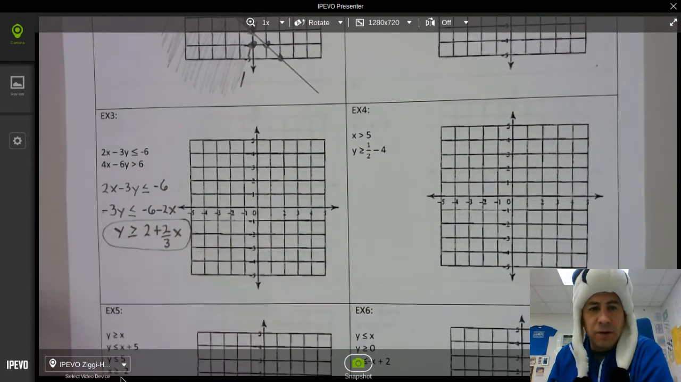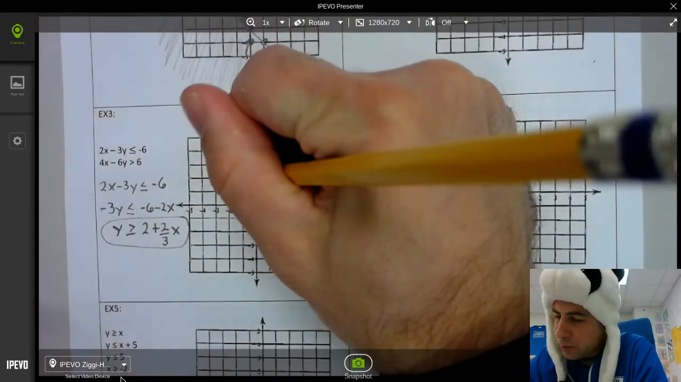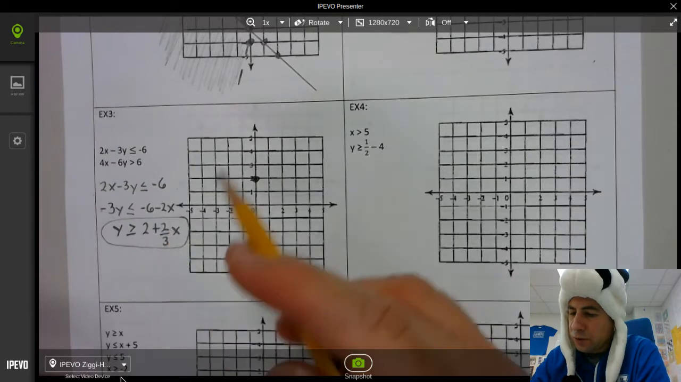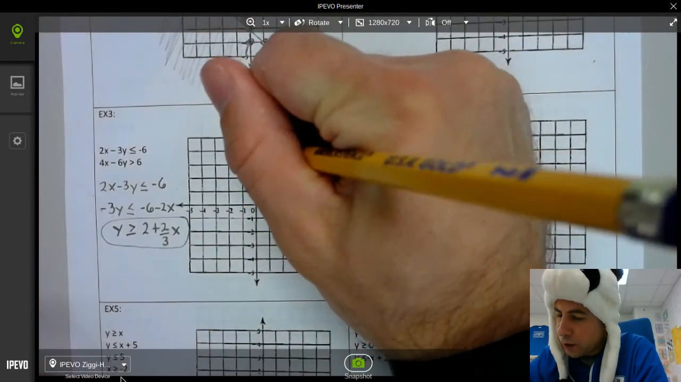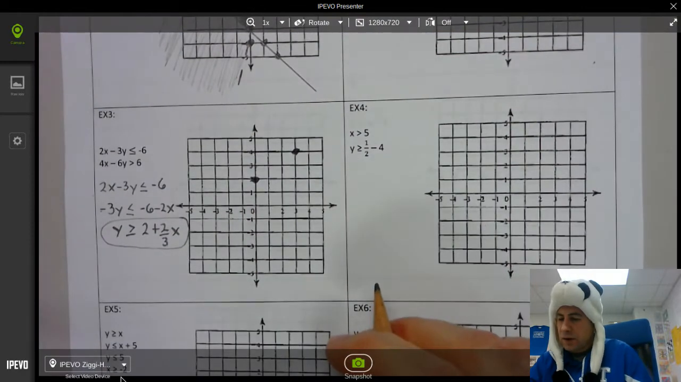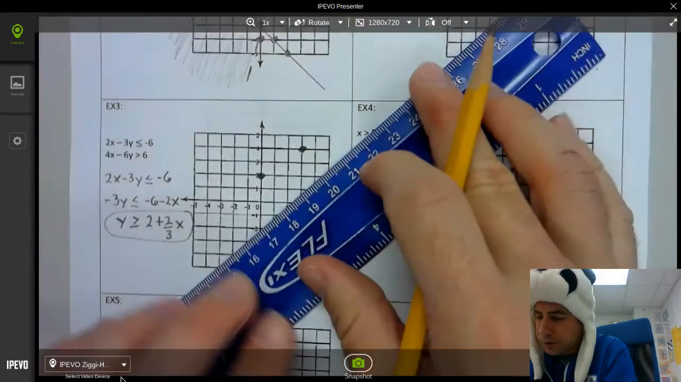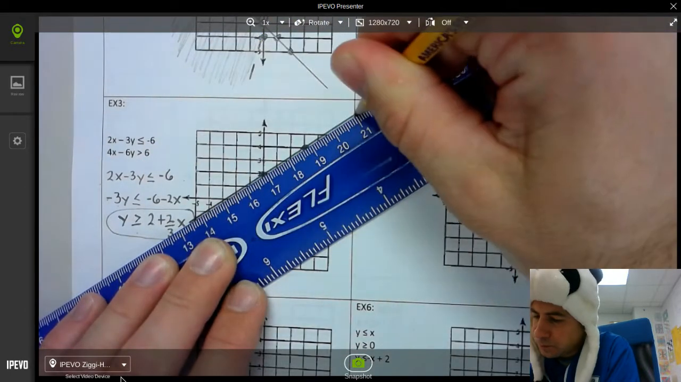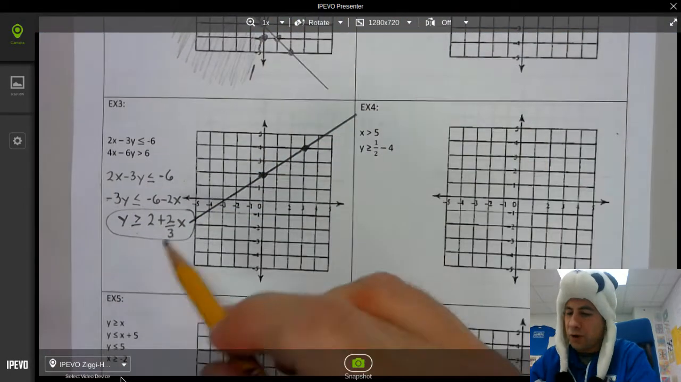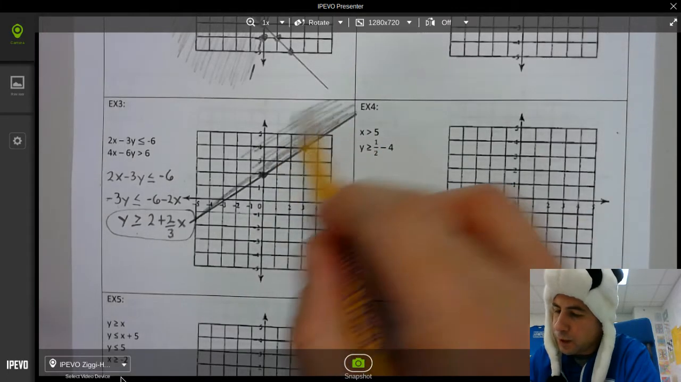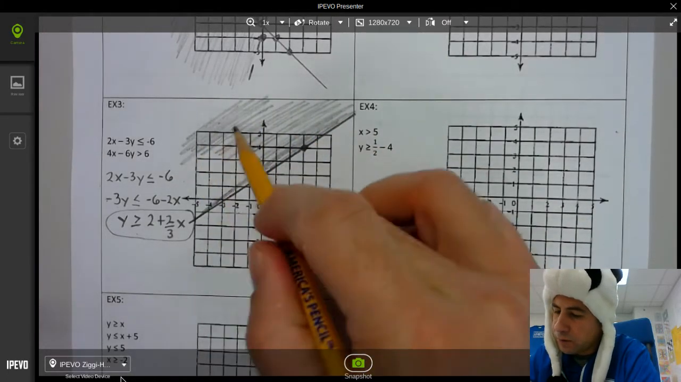All right, so let's graph. We start at positive 2, and our slope is 2/3, so we go up 2, to the right 3. And there's a line underneath, so it's a solid line. We see it's greater than, so we shade above. And again, purposely shade past the graph.